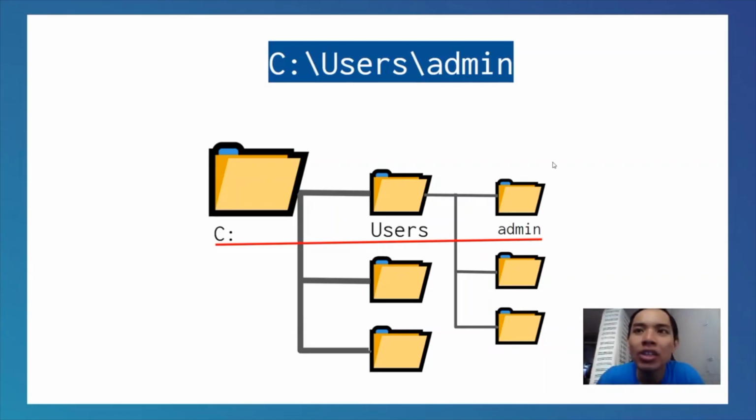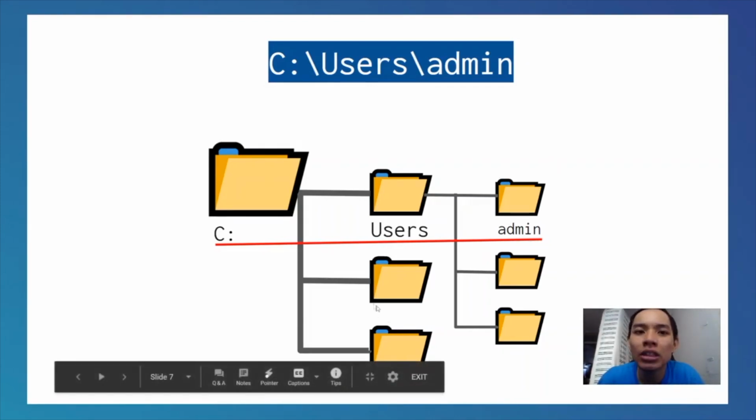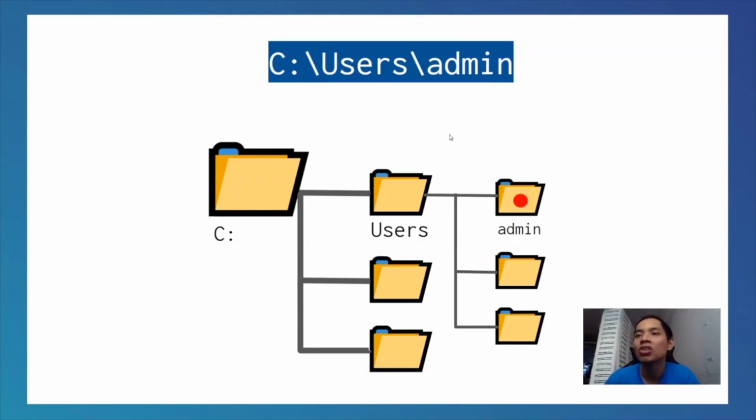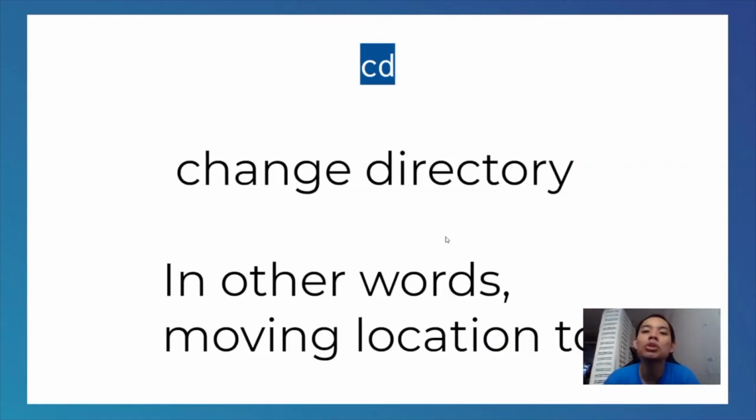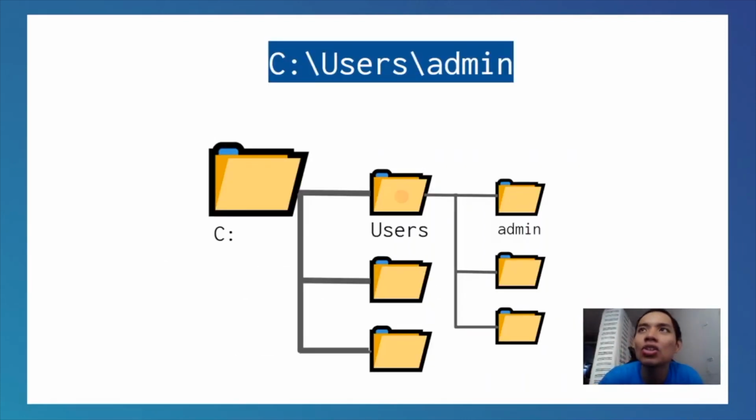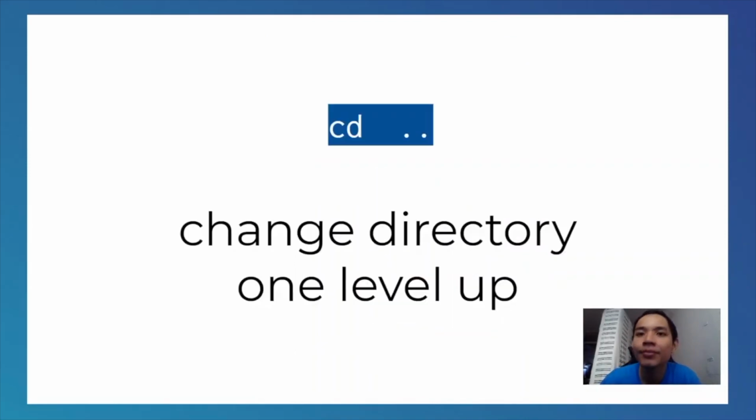The thing is, we need to create another folder called src in the C drive folder. So here we are in admin and now we need to go to Users. How do we do that? We use this command called cd, which is not compact disc but change directory, in other words, moving location. So we can use the command cd to change our location to Users. How do we do that? We use this command called cd ..